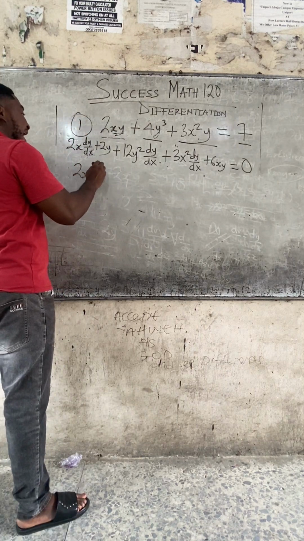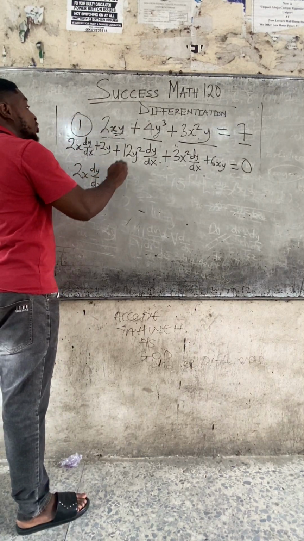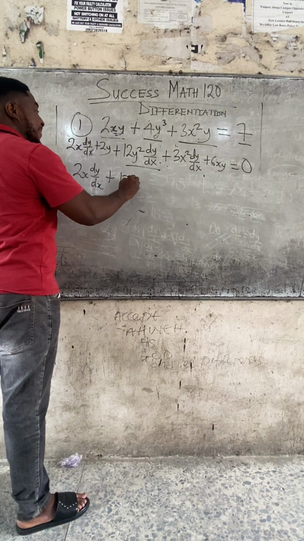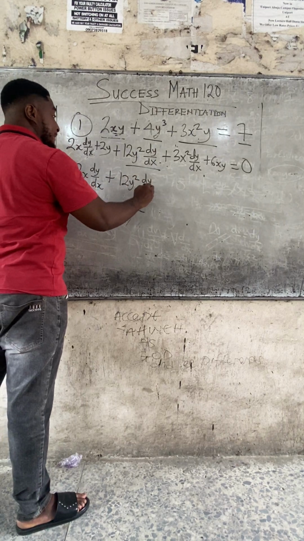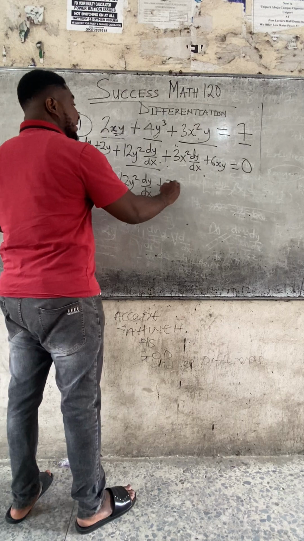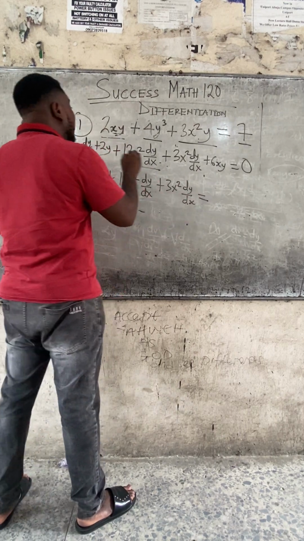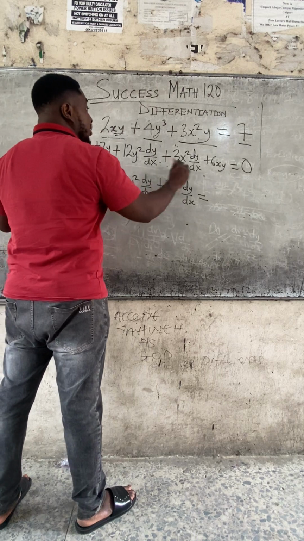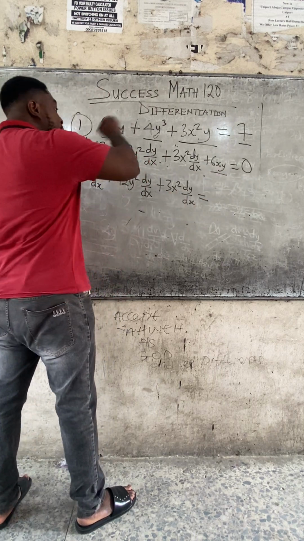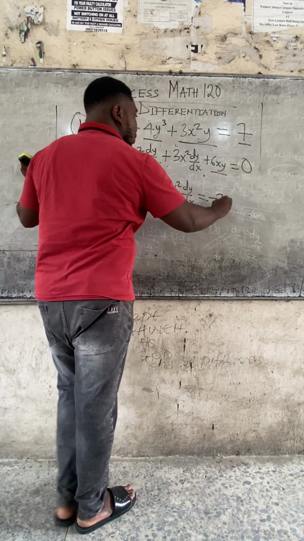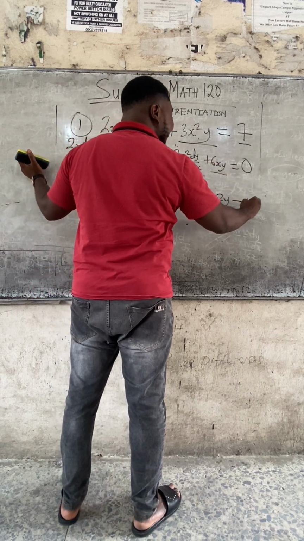2x dy/dx plus 12y squared dy/dx plus 3x squared dy/dx equals, class, all these people that don't have the dy/dx, move them to the other side of the equation. So 2y will move here and become minus 2y. 6xy will move here and become minus 6xy.